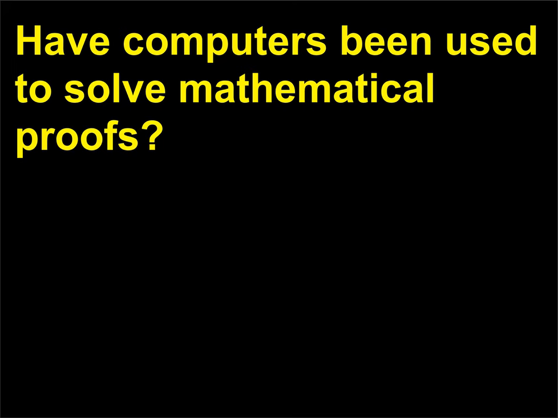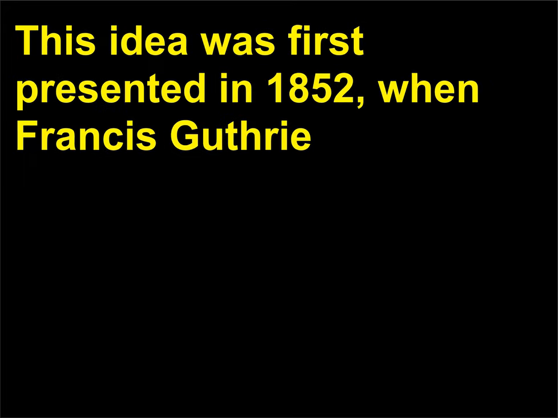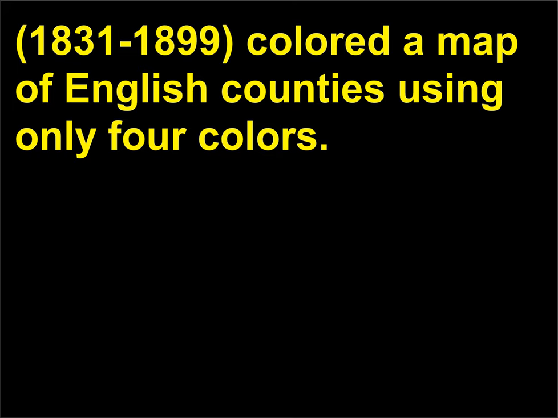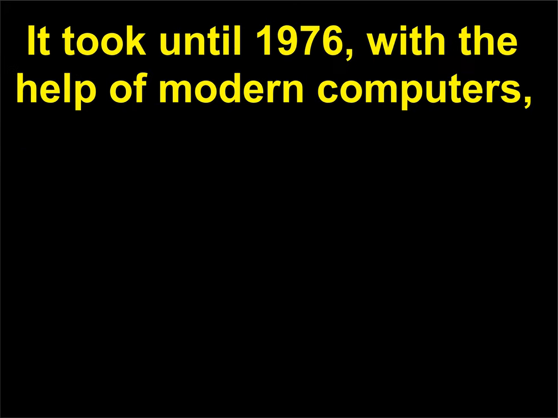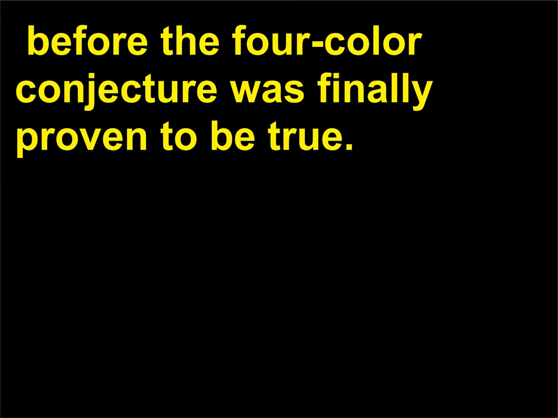Have computers been used to solve mathematical proofs? This idea was first presented in 1852, when Francis Guthrie, 1831-1899, colored a map of English counties using only four colors. The idea of only four colors took on a mathematical bent and ended up being a theorem to be proved. It took until 1976, with the help of modern computers, before the four-color conjecture was finally proven to be true.